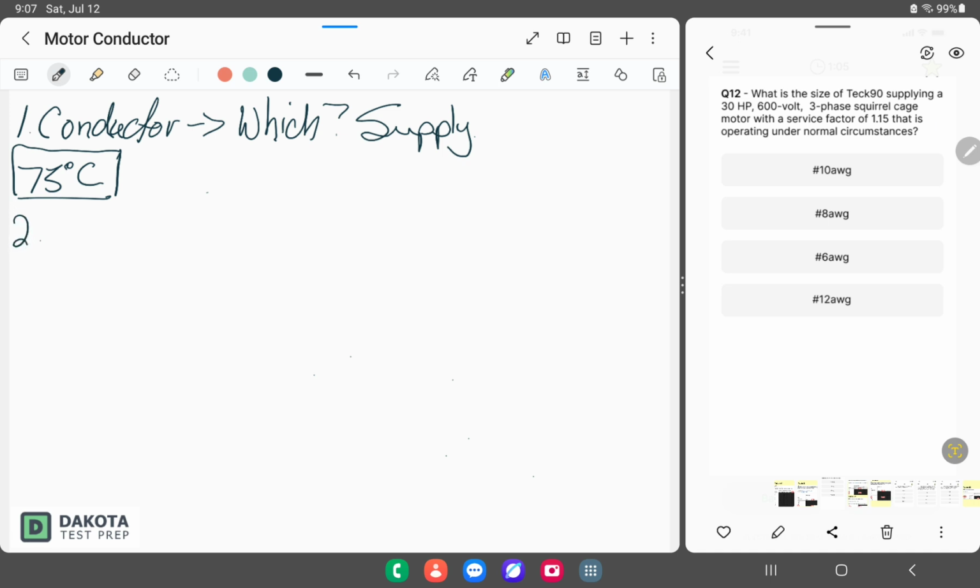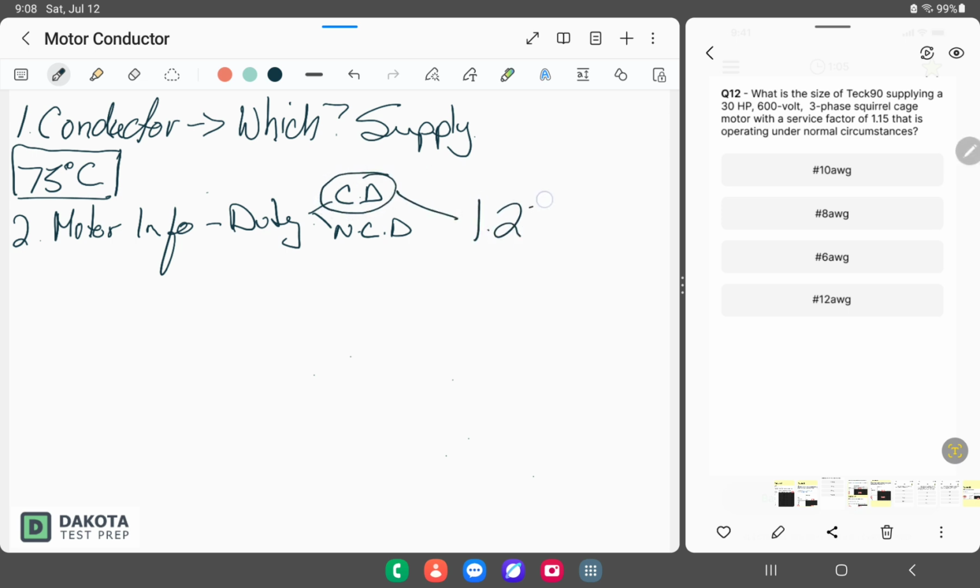Next, we already asked ourselves what the question is asking for. Now we ask ourselves, what do we have? Well, we have our motor info. The other thing we need to know, if we're talking about conductor, is what type of duty. When it comes to duty, we only have two options: continuous duty and non-continuous duty. Reading the question again, it doesn't mention what type of duty, so we know it's continuous duty, and our multiplier is going to be 125%.